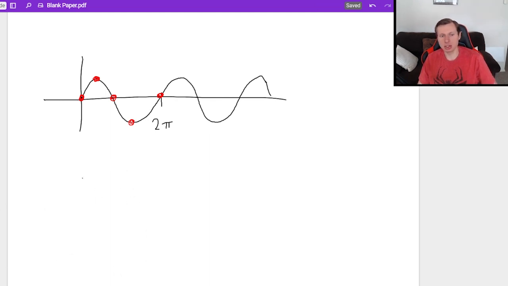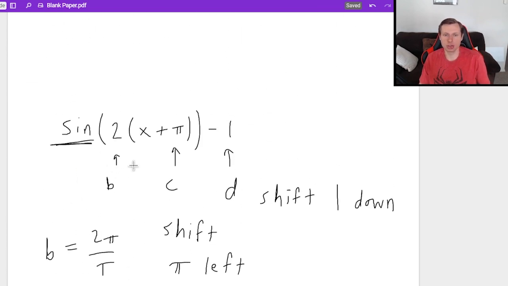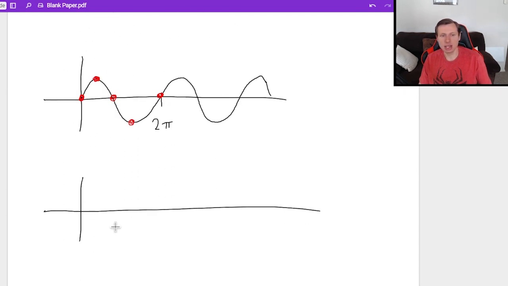So basically, when I start talking about the changes that are going on with this graph, what do I do first? Because there are 3 things I'm changing. You can start in any order you want, but you have to do all 3. Let's start with the C and the D, the shifts, okay? So I'm going to take my red dot from 0, 0, and I'm going to move it 1 down and then pi to the left.